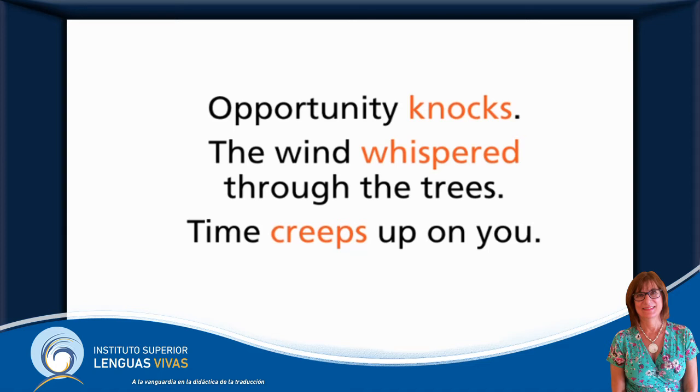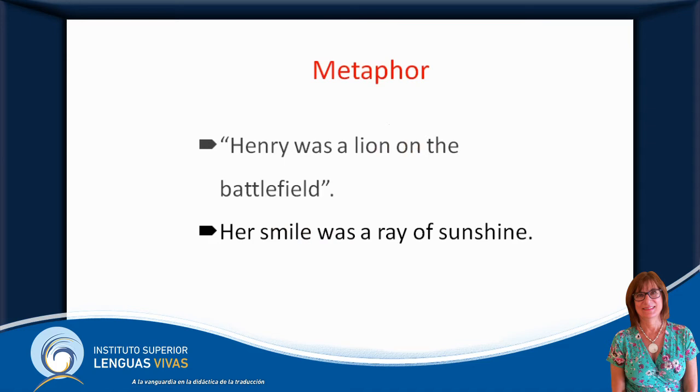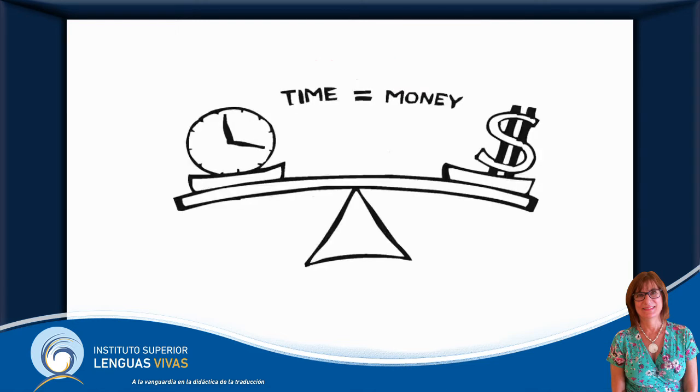Well, next, what we have is metaphor. In a metaphor, one subject is implied to be another so as to draw a comparison between their similarities and shared qualities. Henry was a lion on the battlefield, so it implies that he was quite good in the battlefield. Her smile was a ray of sunshine, so it provided happiness to whoever saw her smiling. Then we'll see an example. You see a very common expression where we say that time is money.